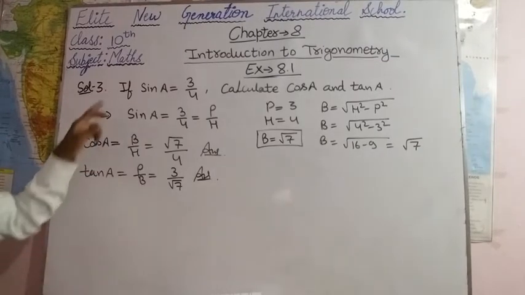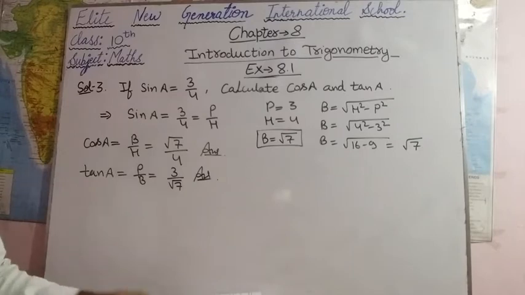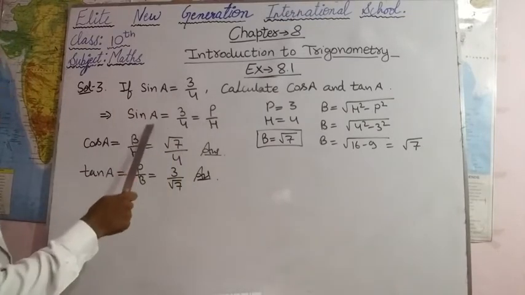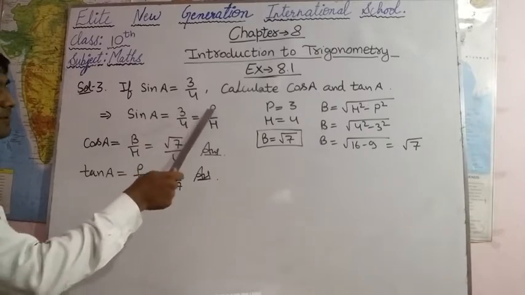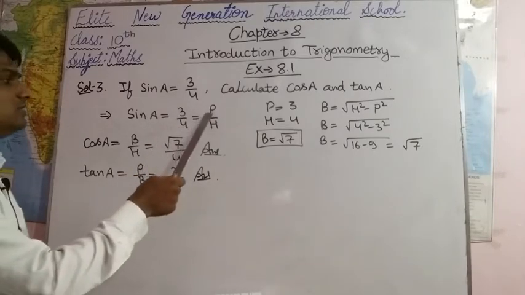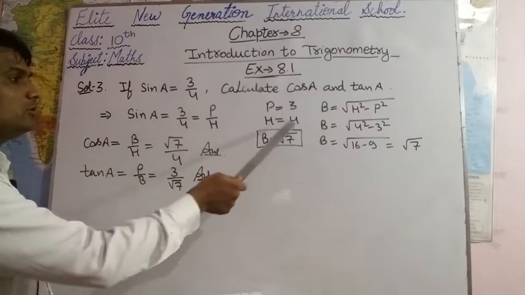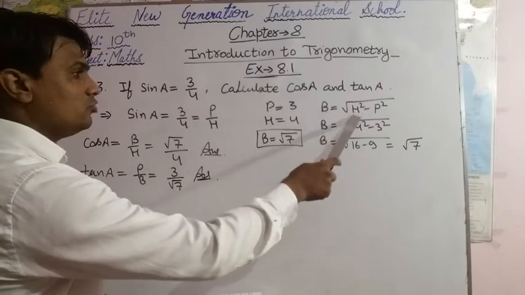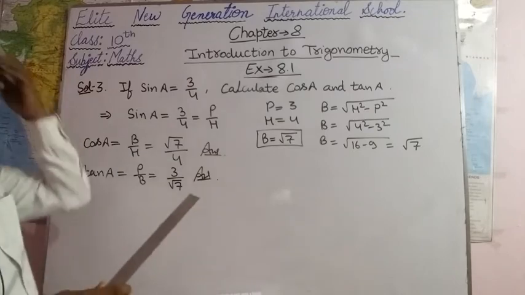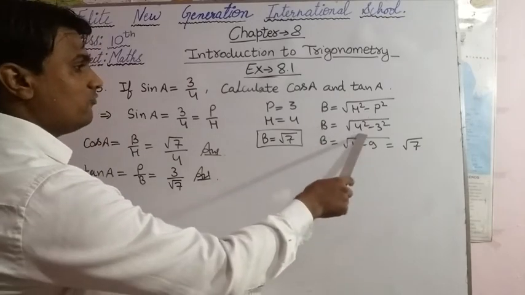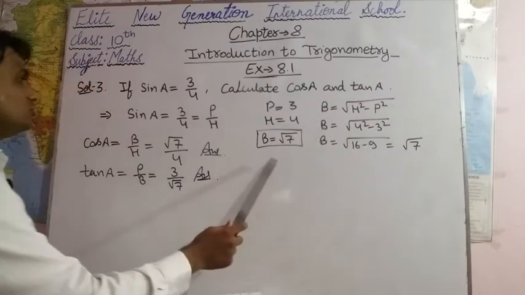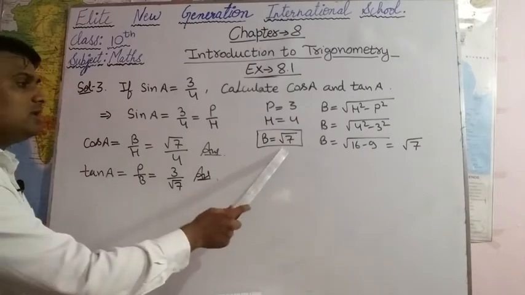In question number 3, we have sin A equals 3 upon 4, and we have to calculate the value of cos A and tan A. First of all, we have given sin A equals 3 upon 4, that means perpendicular upon hypotenuse. So the value of perpendicular is 3 and the value of hypotenuse is 4. We can find the value of base. The formula for finding base is under root h square minus p square. Putting the values of h and p, it will be under root 4 square minus 3 square, which is 16 minus 9. So it will become under root 7. So the value of base will be under root 7.